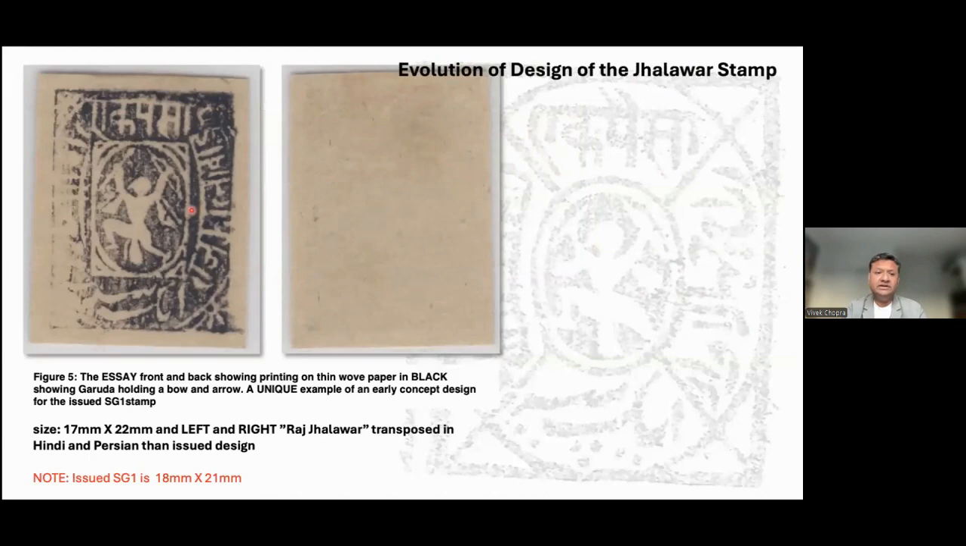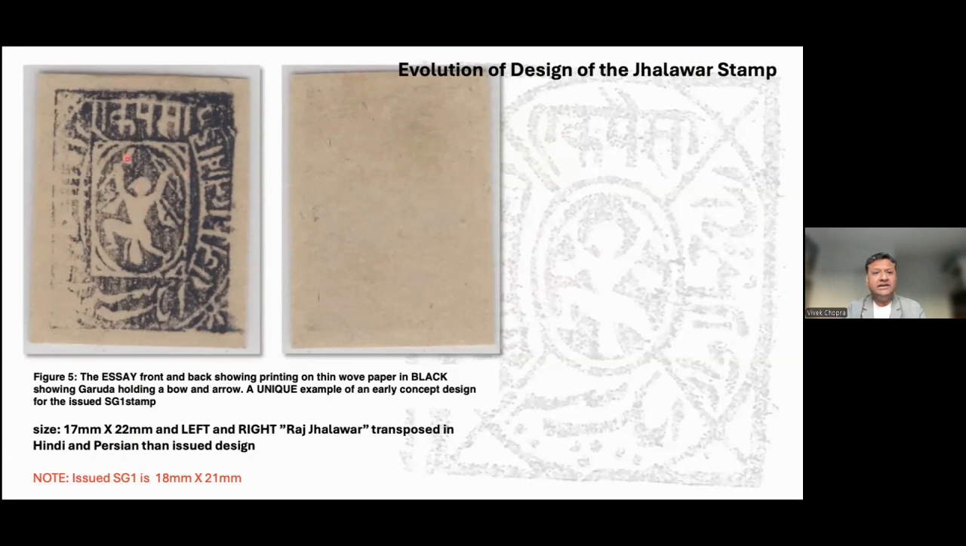So this is actually a very early essay, and you can see it measures 17 millimeter by 22 millimeter. And if you remember, I had mentioned that the Hindi Raj Jhalawar used to be on the left-hand side, and the Persian Raj Jhalawar is on the right-hand side, in the original design. But in this essay, it's actually transposed, the other way around.